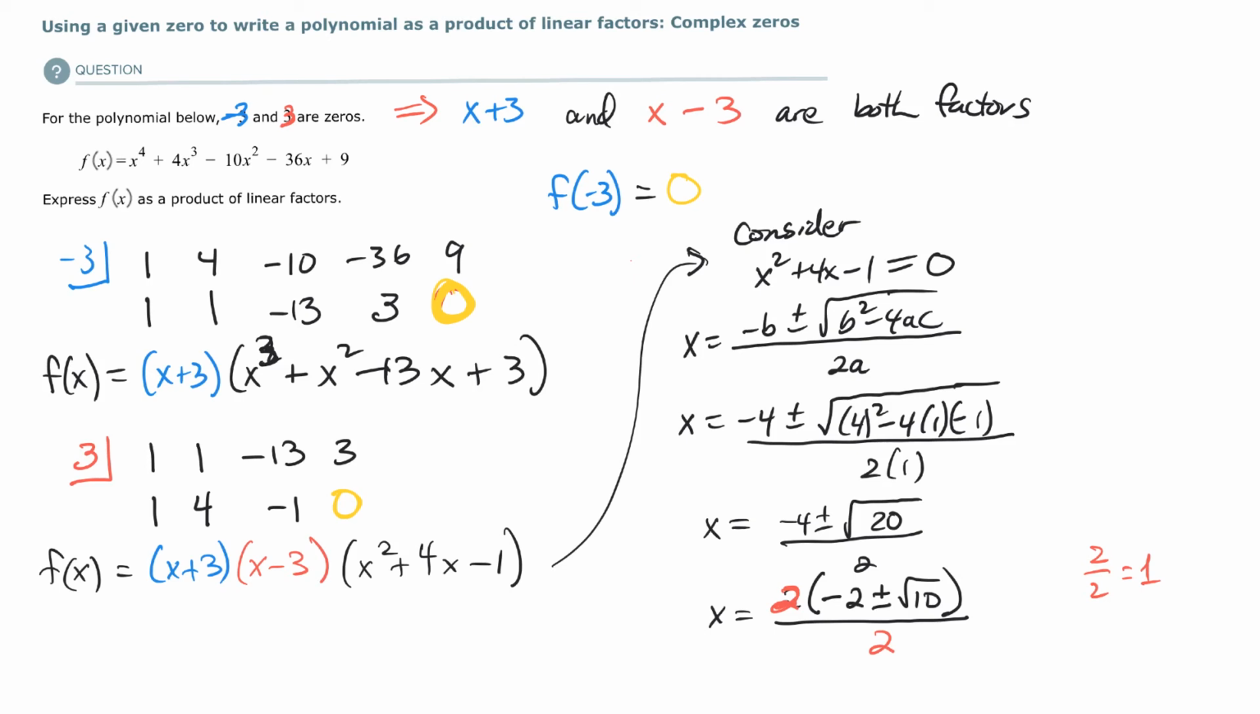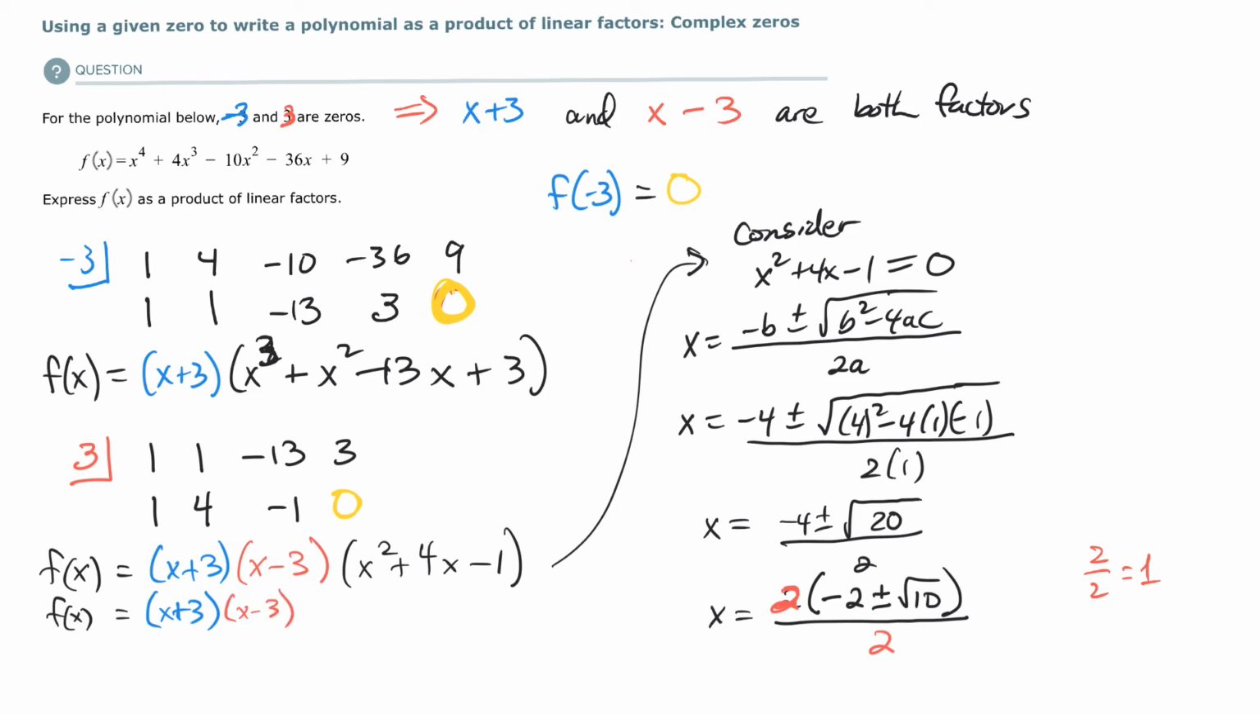Now, how do we write our linear factors? f of x is equal to, let me write that a little bit higher. I'm starting to realize I'm running out of room. So I'm going to write that a little bit higher. And we have an x plus 3 as a linear factor. We also have an x minus 3 as a linear factor.